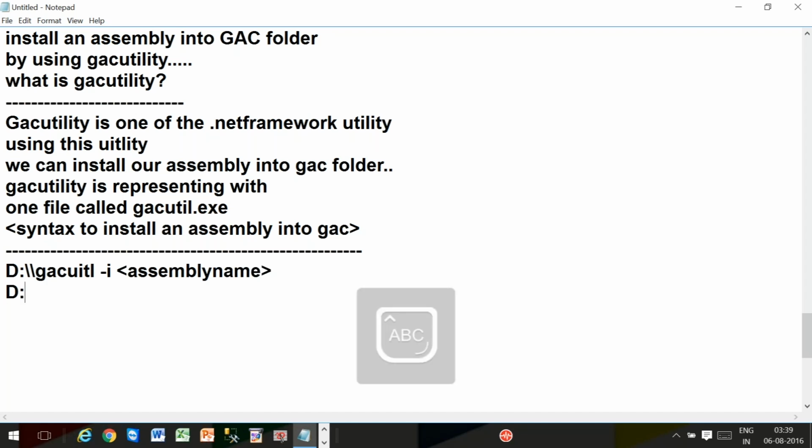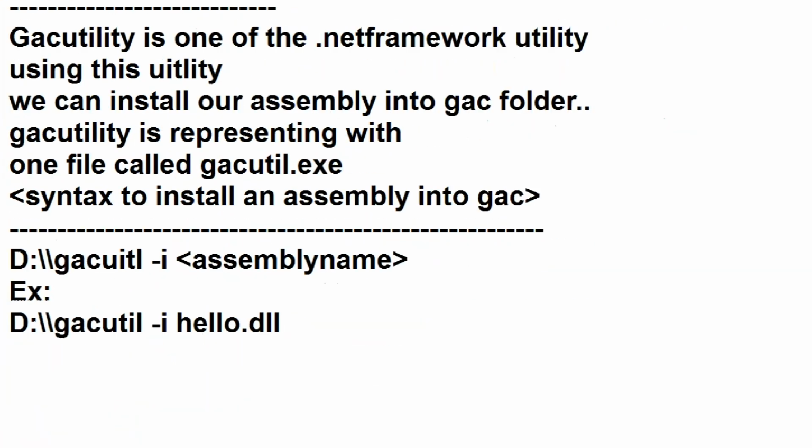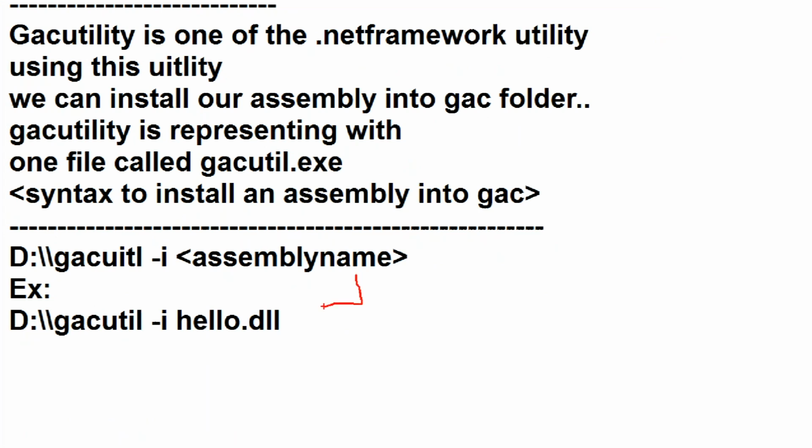For example, d:// gacutil. What is the location path? How you will take it? I'll tell you. -i, for example, hello.dll and press enter. With this process, you can install your assembly into GAC folder. So these are the 3 steps.